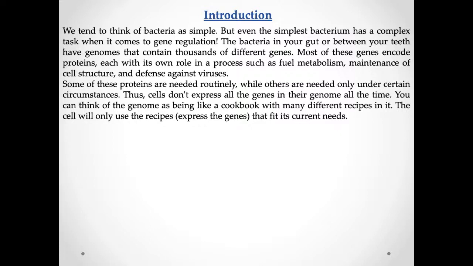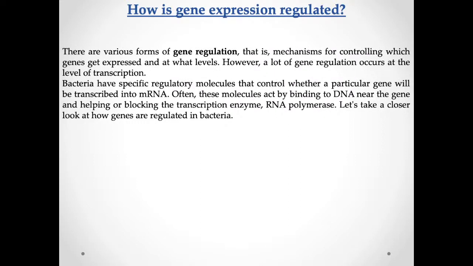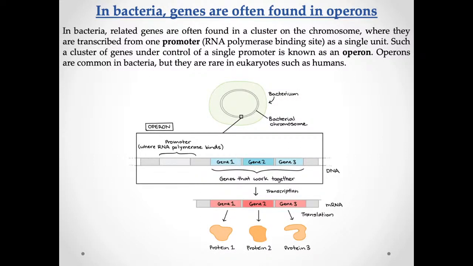We tend to think of bacteria as simple, but even the simplest bacteria have a complex task when it comes to gene regulation. So how does gene regulation work in bacteria? Here we can see a bacterial chromosome, and this has an operon. In this operon, there is a promoter region where RNA polymerase binds, and then there are gene 1, gene 2, and gene 3. These are genes that work together, and this is your whole DNA.